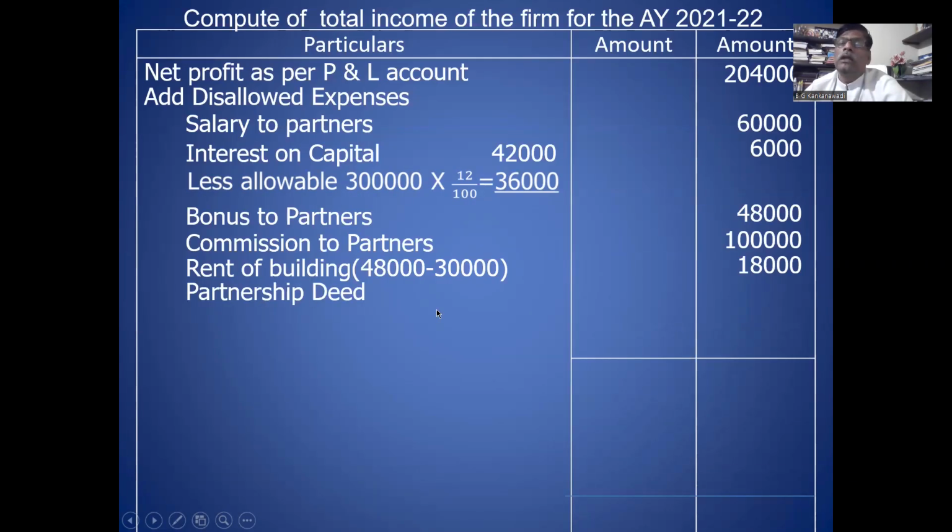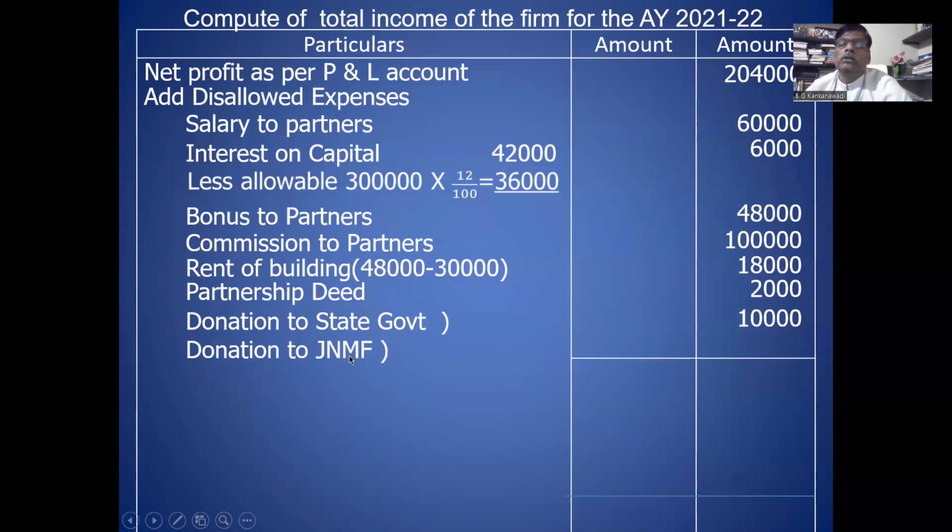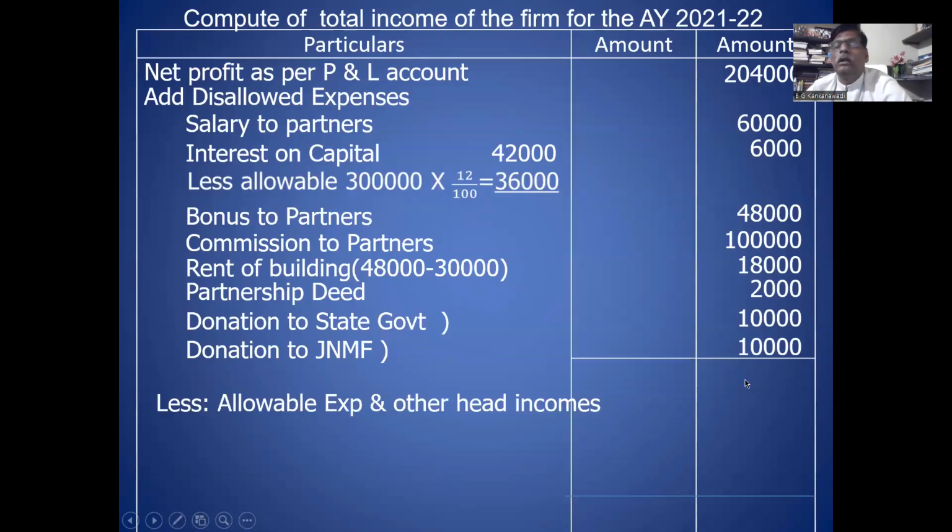Partnership deed expense is not a revenue expense, disallowed. Donation to state government 10,000 disallowed. Donation to Jawaharlal Memorial Fund 10,000 disallowed. Take the total; this is the total of disallowed items.